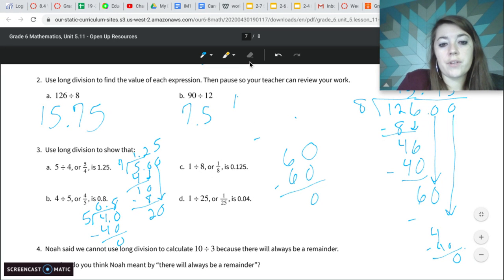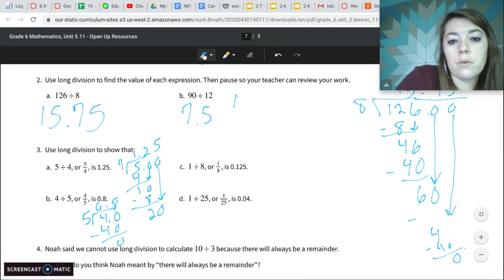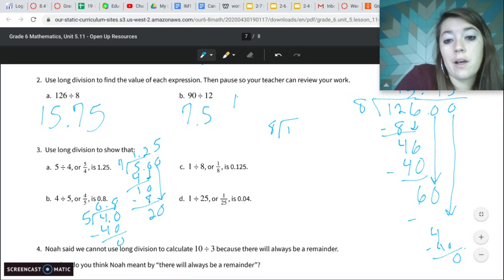For this one over here, we have 1/8. So we're taking 1 and dividing it by 8. So 8 on the outside, 1 on the inside. Can 8 go into 1 at all? Nope. So we add a 0. Can 8 go into 10? Yep, 1 time. We get 8. 10 minus 8 is 2.